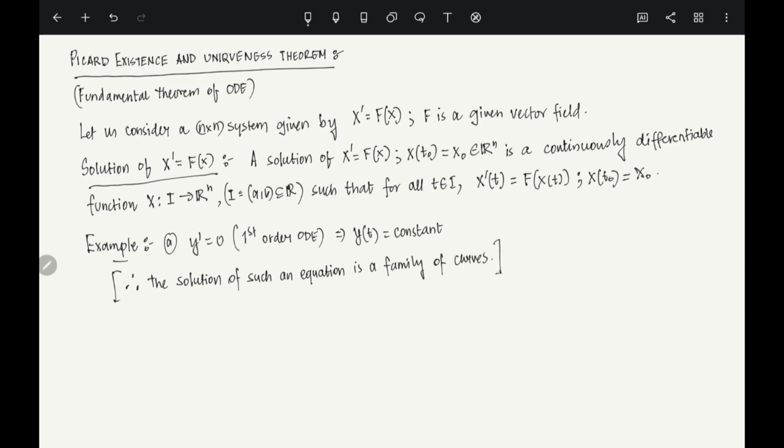Now, does there exist a solution? Of course. How many solutions are there? They are infinite, because C is varying in R. So uniqueness is not here. Generally speaking, if you are not specifying an initial data, the uniqueness part won't work. Most of the time there will be a solution, but you cannot guarantee the uniqueness.